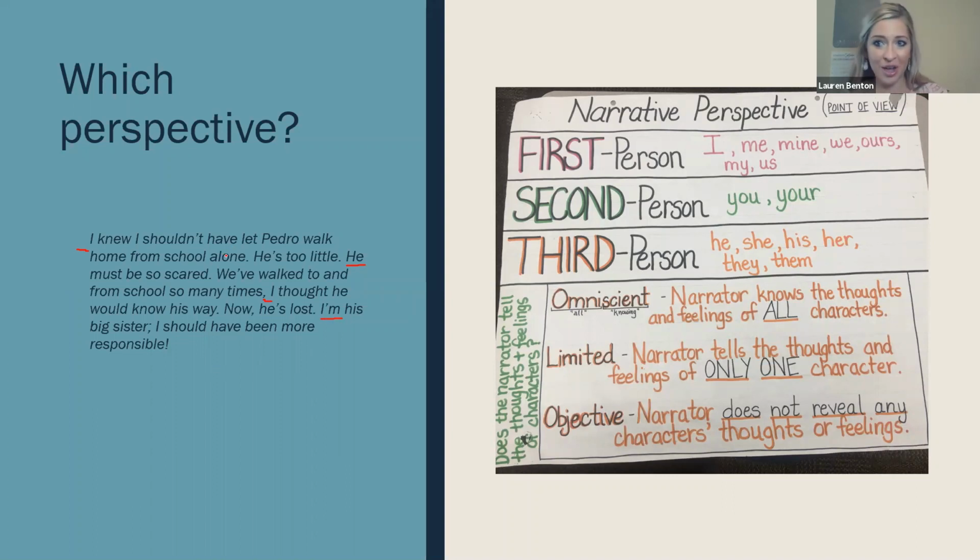So in this, I actually heard a couple types of pronouns. Don't let this confuse you because we saw I, and then we saw he. But we know that this is actually first person because the narrator is a character in the story. I knew I shouldn't have let Pedro walk home. So because we know that the narrator is telling from their perspective, this is a first person point of view.